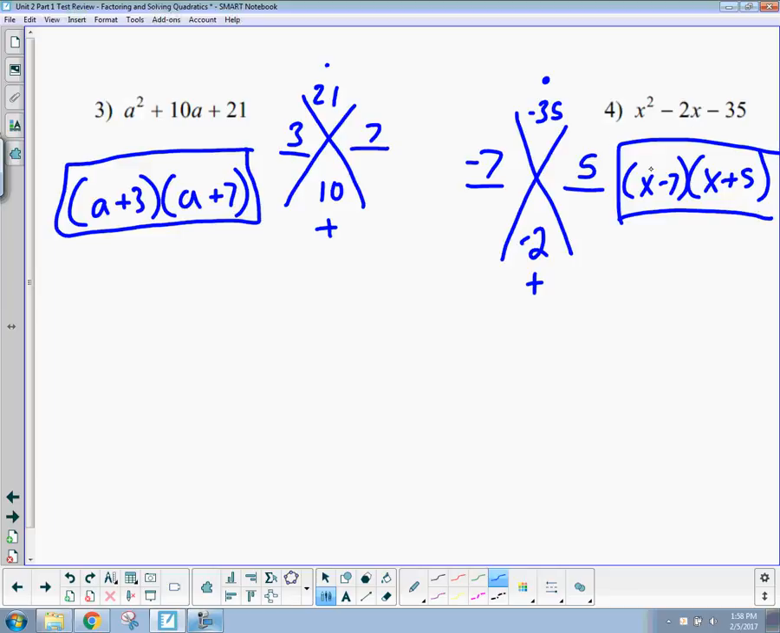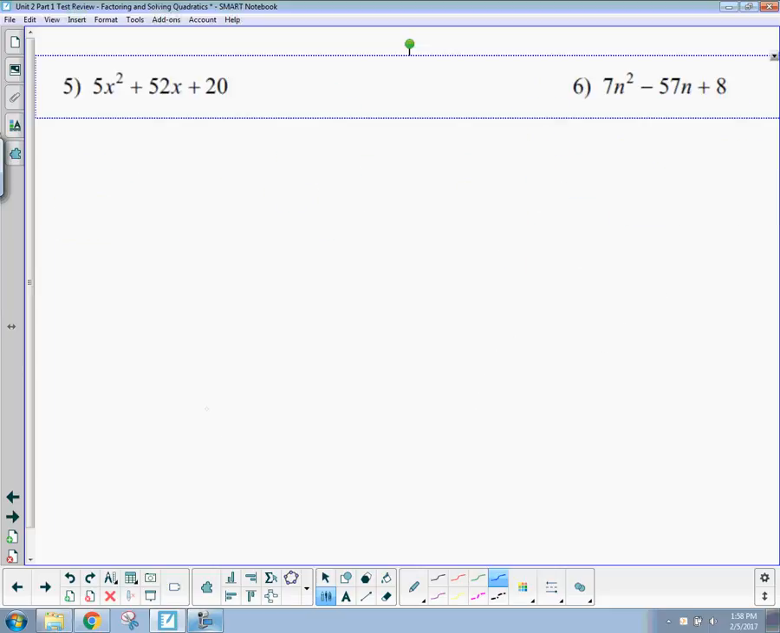Also, just go back and check. X and x is x squared. Negative 7x, positive 5x, we get the negative 2x. And then multiply, we do get the negative 35. Okay, next one. Again, pause the video so you can try it out on your own.